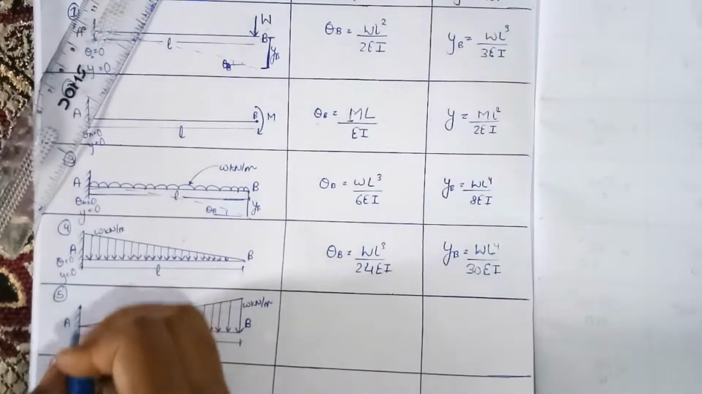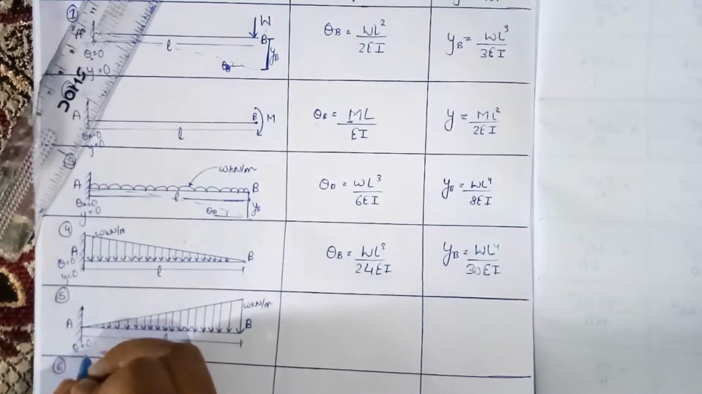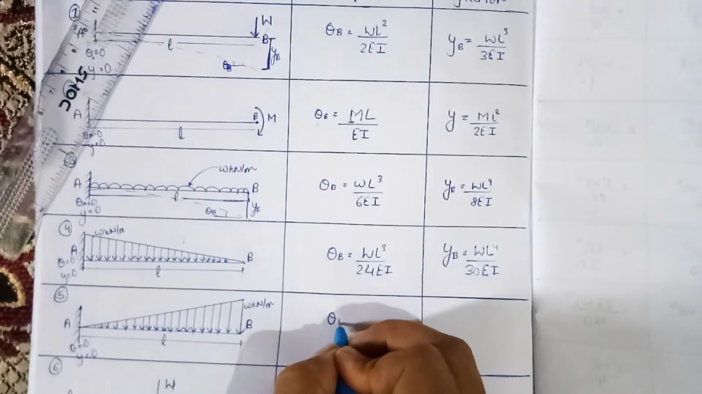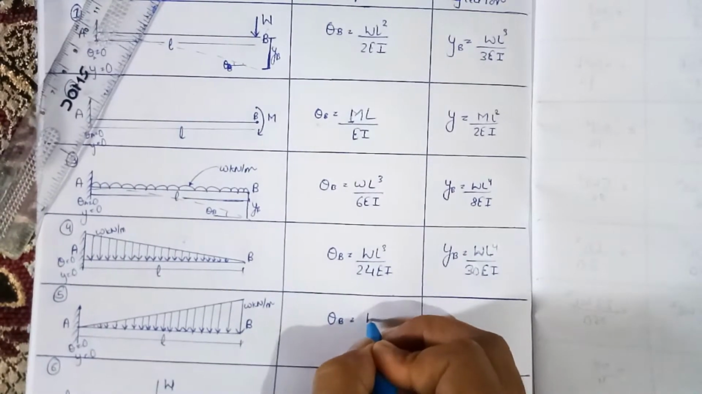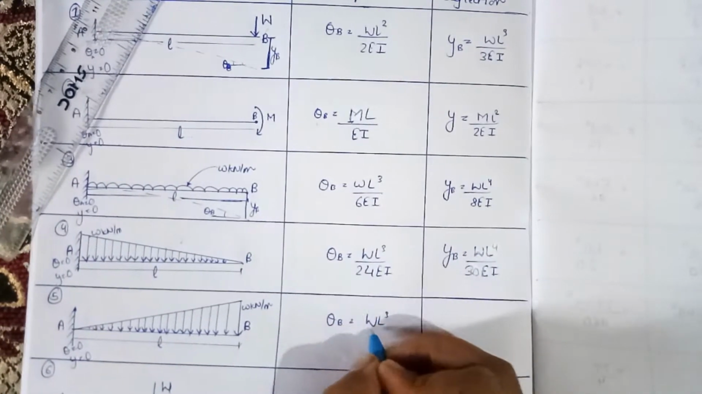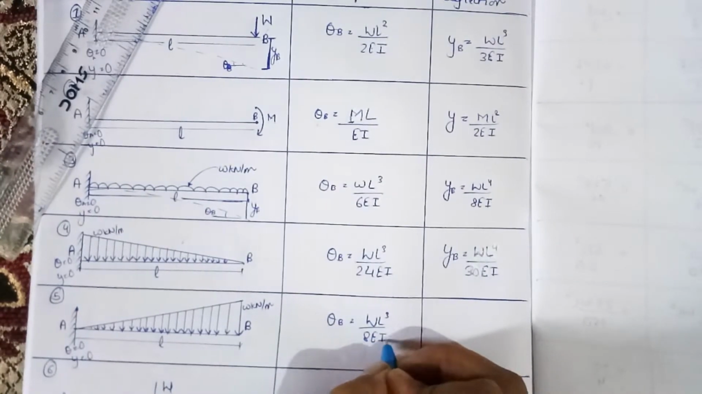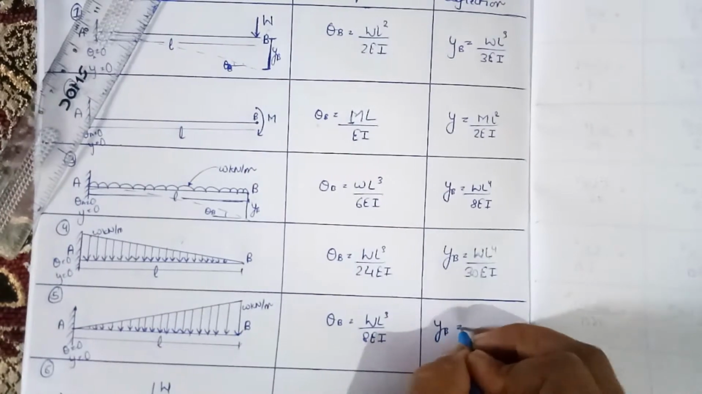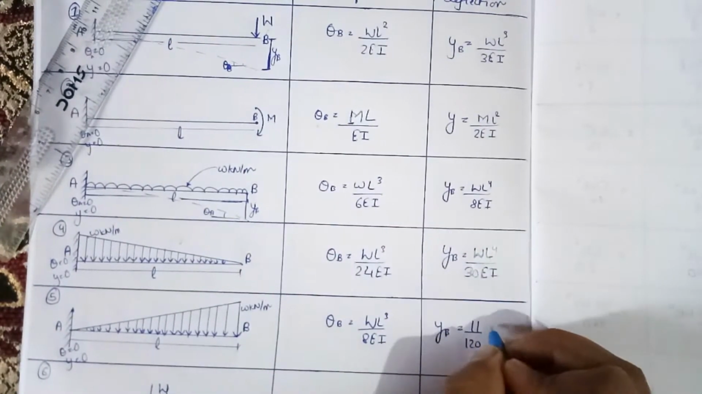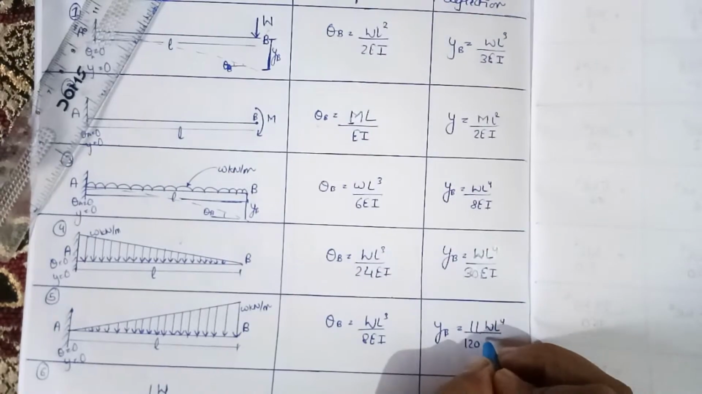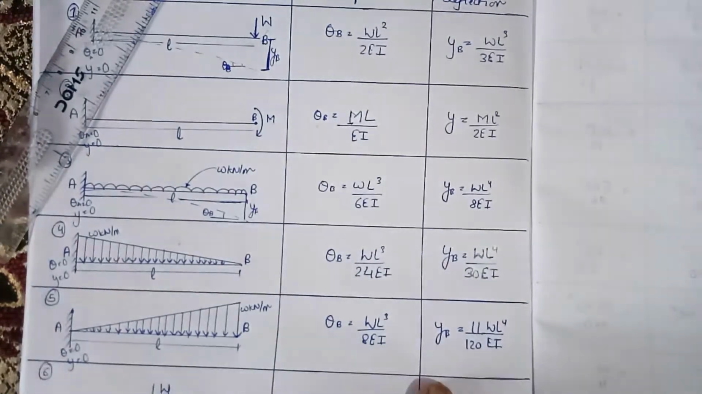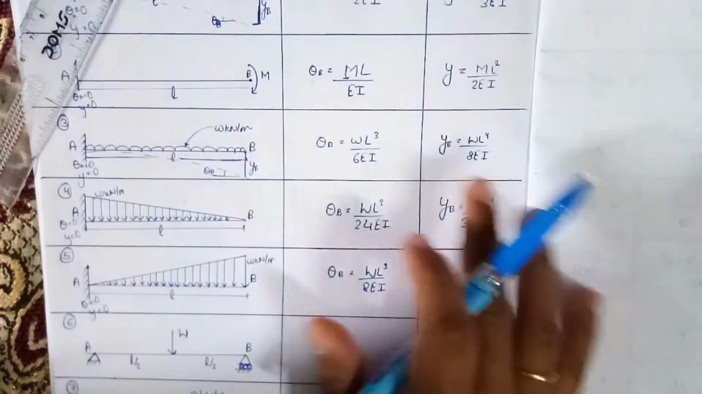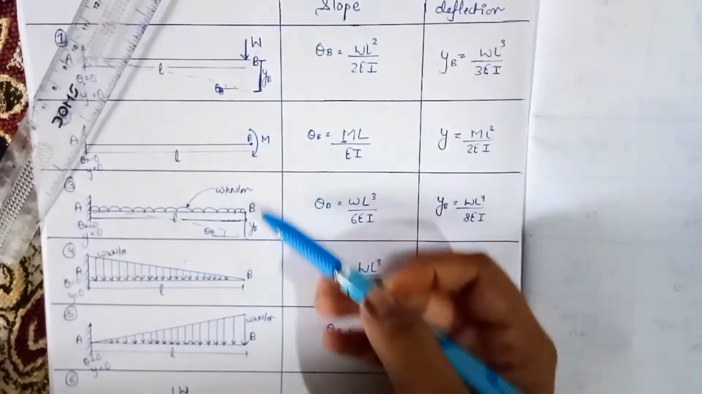Similarly in this case the slope and deflection at joint A will be equal to 0, and for joint B the slope will be equal to WL cube by 8EI. Okay, and the deflection at this joint B will be equal to 11 by 120 WL to the power 4 upon EI. Okay, so this is our fifth case, and we have discussed the cases of a cantilever beam subjected to different kinds of loading and moment.